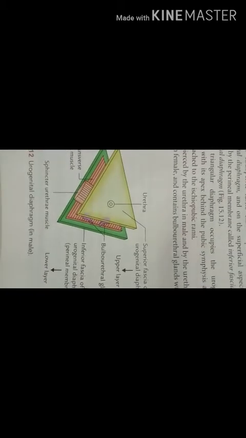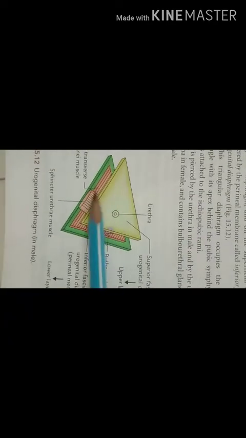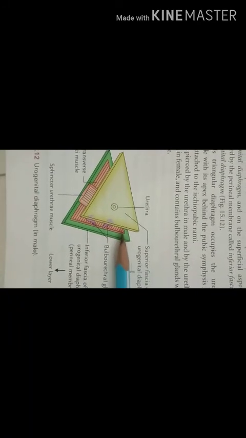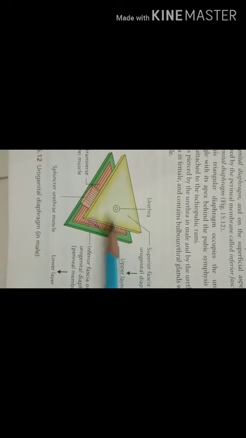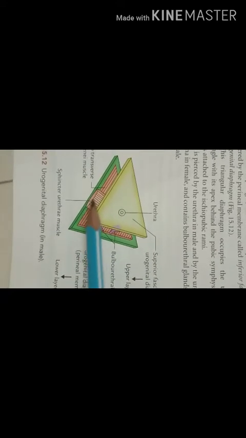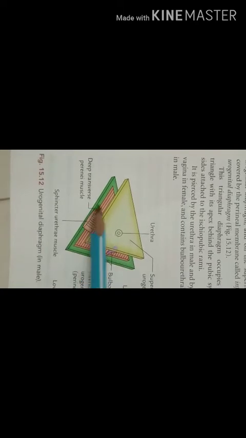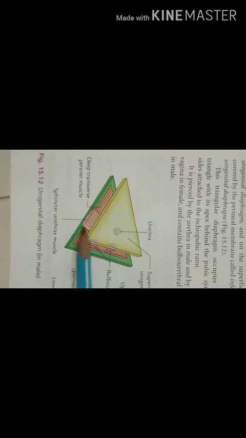So now we should see the urogenital diaphragm. In this diagram you can see it is a triangular muscular sheet formed by the sphincter urethrae. Here you can see the sphincter urethrae muscle, and the deep transverse perineal muscle. So this is the deep transverse perineal muscle, this one, the middle part, the brownish colored muscle. Okay.